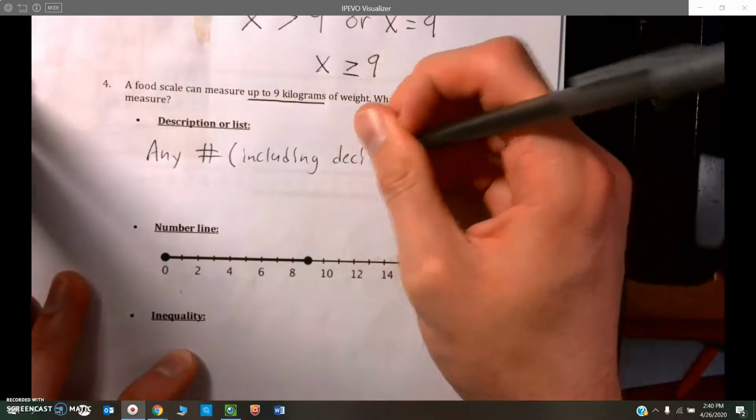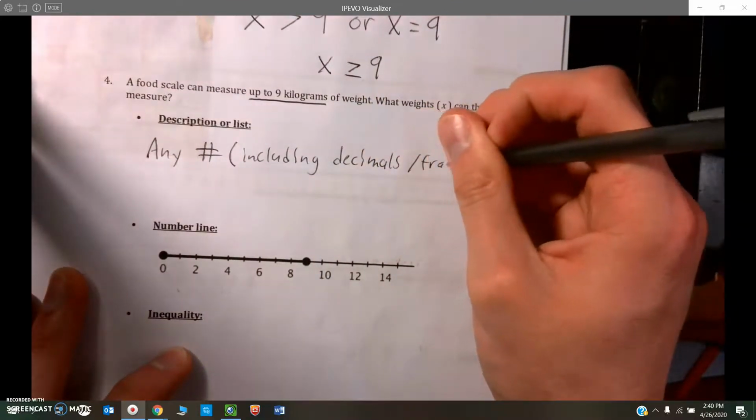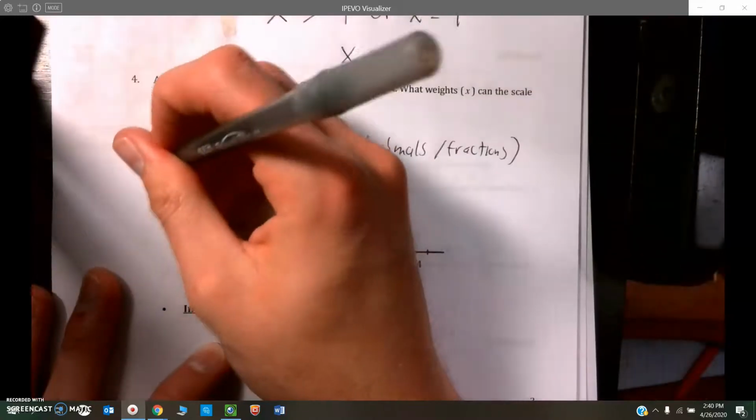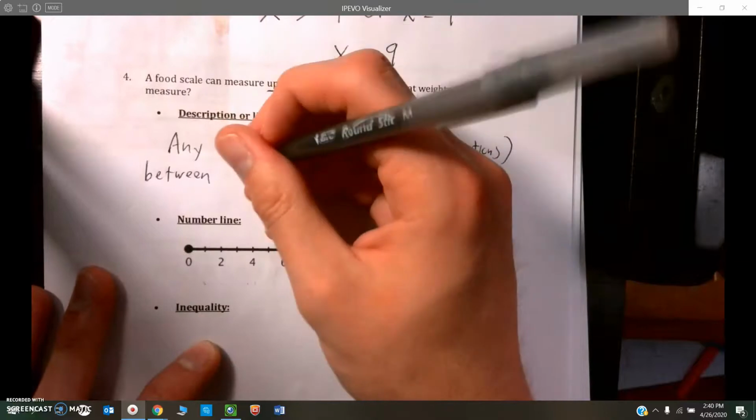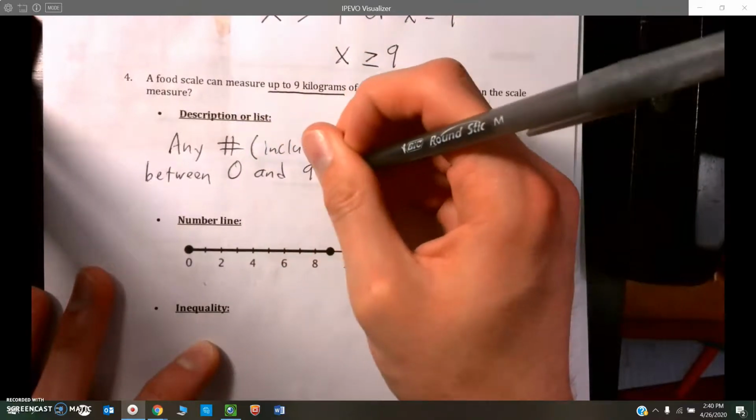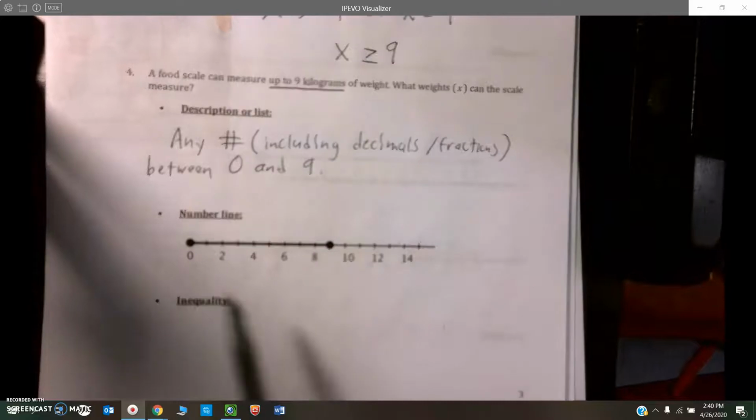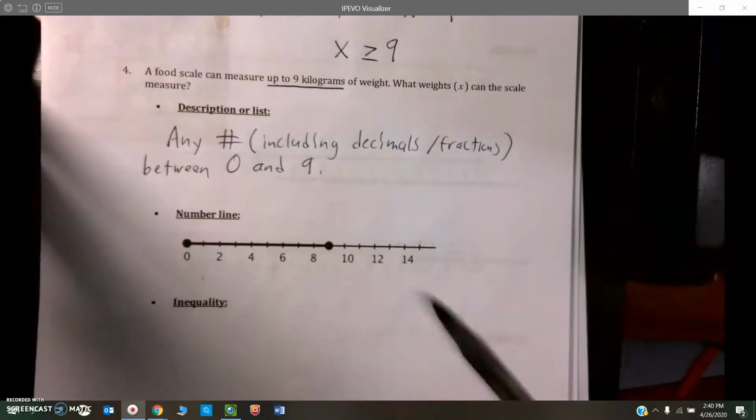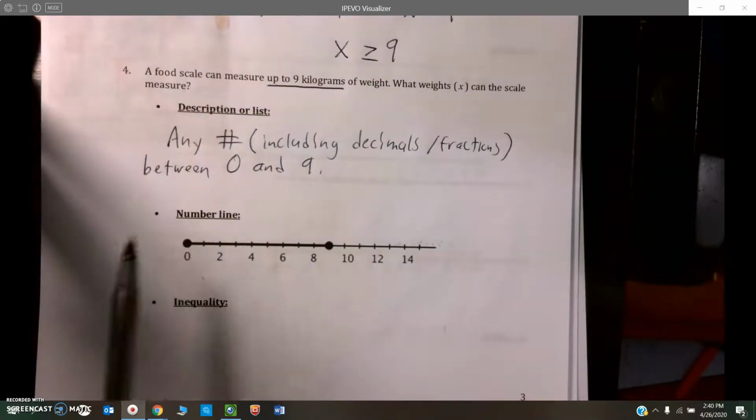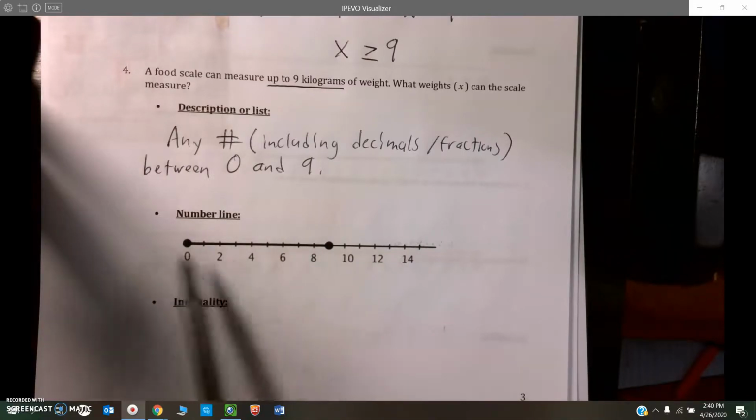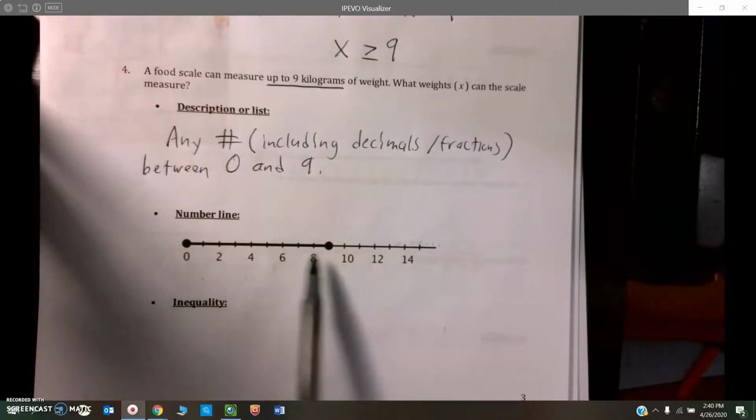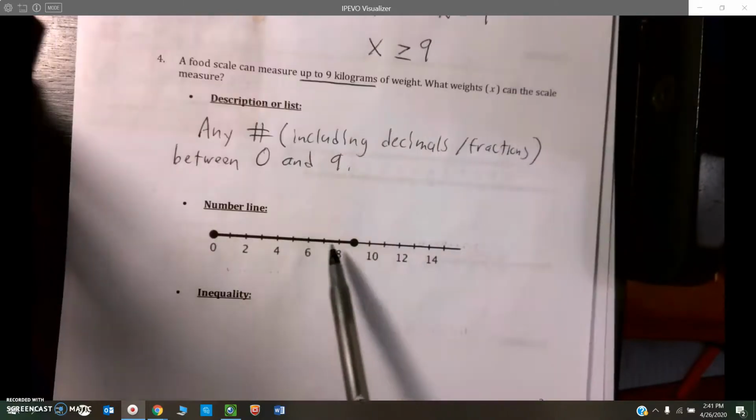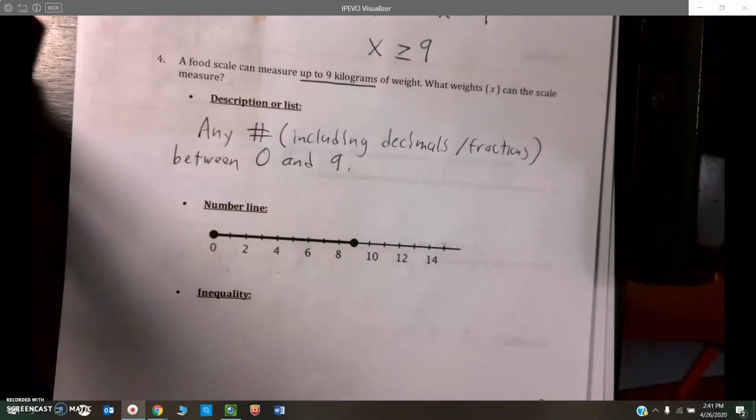So this would be any number, including decimals or fractions, between 0 and 9. Right? Because we could be talking about the food scale measuring half a kilogram, 2 kilograms, 2.75 kilograms, because weight can be broken down to even smaller than whole numbers. And so that's why we have, once again, instead of the individual dots like we have up here, this whole number line. And it's up to 9, so it can measure 9, it can't go any more, so it stops.